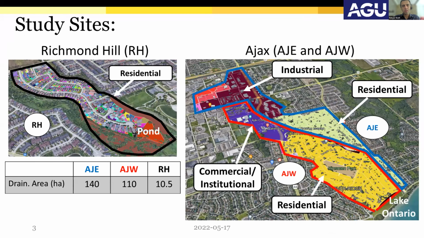There's a number of study sites in the project. There's one small sewer shed or urban catchment, as we call it, in Richmond Hill, Ontario, which is fully residential. There are two sewer sheds also in Ajax, Ontario, that are mixed. And there's commercial, institutional, residential, industrial, all within the same parcel of land. And the idea here is just to assess the impact of land use on phosphorus export and speciation.